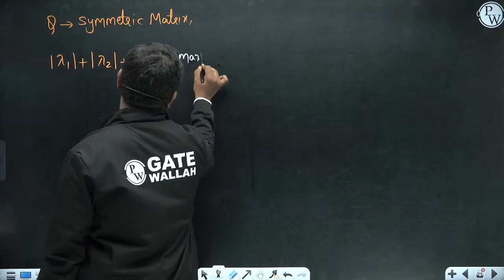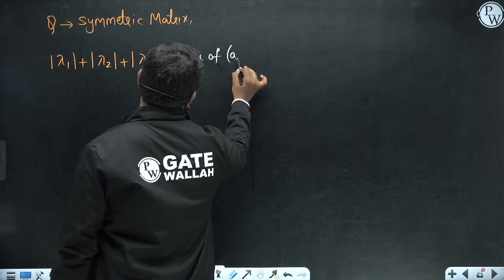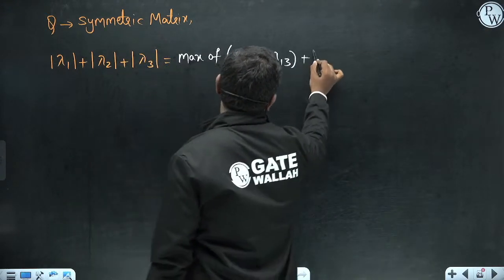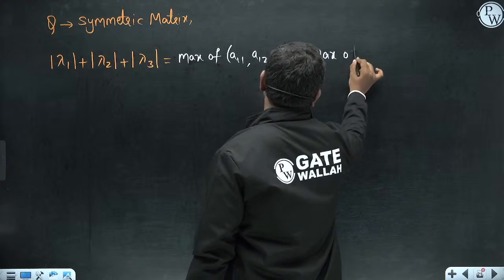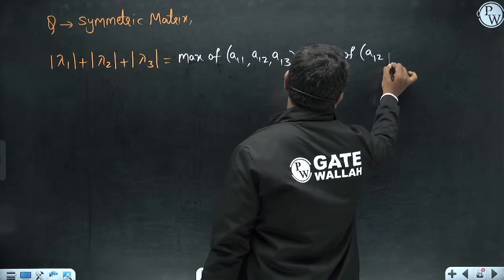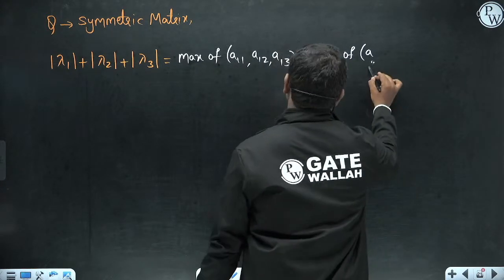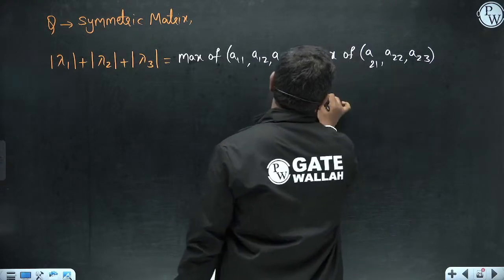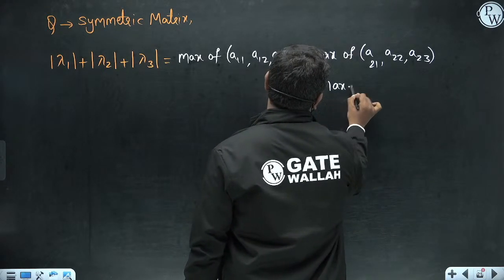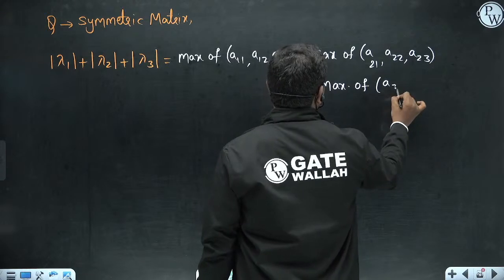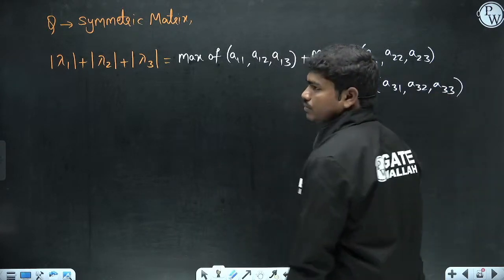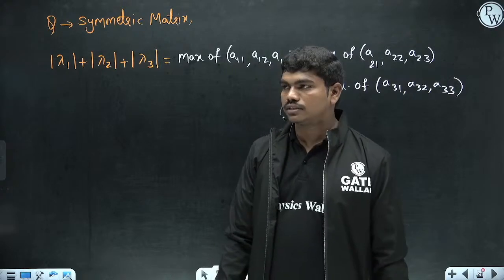the maximum of A11, A12, A13, plus the maximum of A21, A22, A23, plus the maximum of A31, A32, A33. That's it. This is the answer for this.